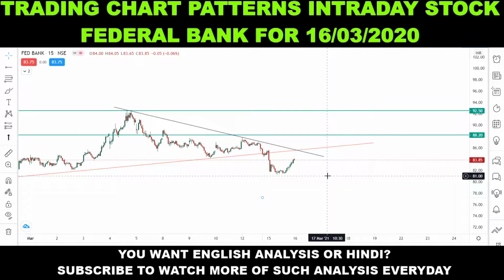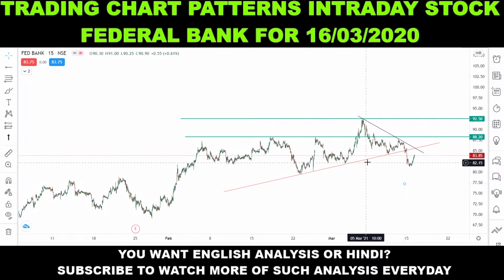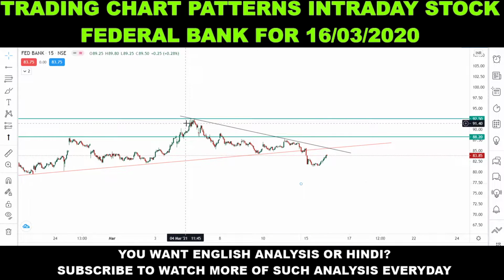Let's analyze this stock, Federal Bank. If you watch this closely, you will find that Federal Bank is actually taking support of this trend line. It was taking support of this trend line, and last day I drew this sort of a trend line for this stock. Okay, and I was super bearish in this stock.